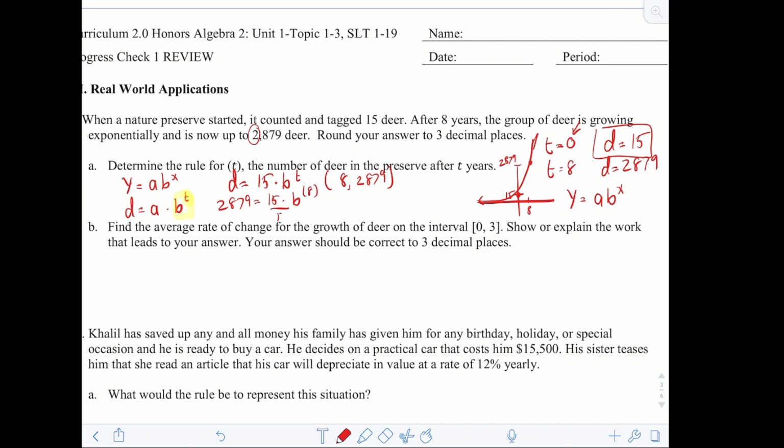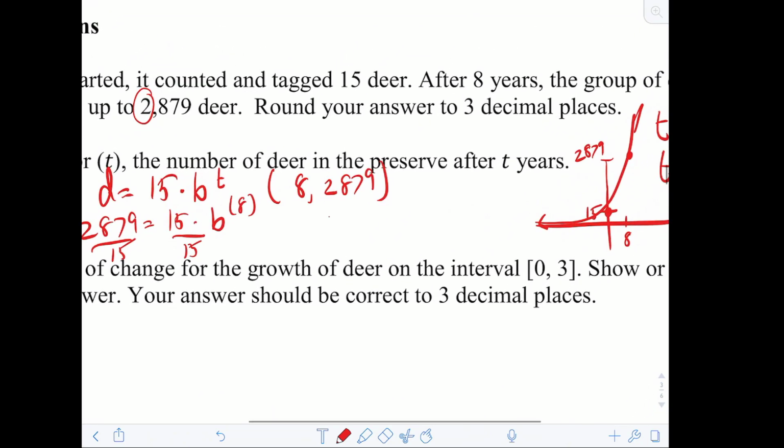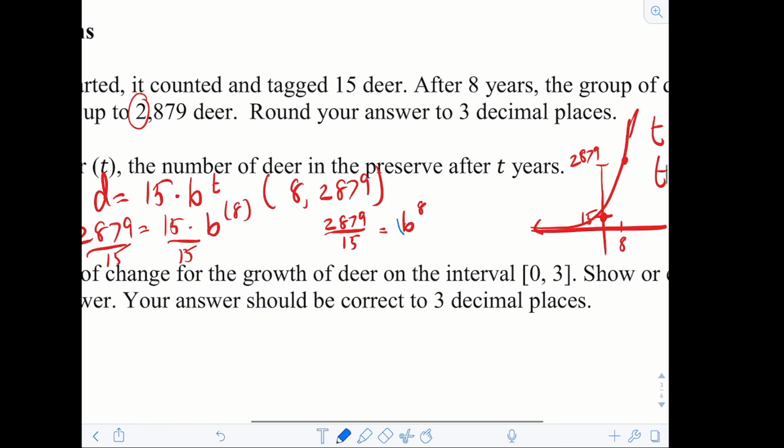I'm going to divide everything by 15. Let's type this in my calculator: 2,879 divided by 15, which ends up giving me, oh gosh, not even a nice happy number. So I'm actually just going to leave it as 2,879 over 15 is equal to b to the 8th. Now, how do I undo b to the 8th? Well, I'm going to do the 8th root.